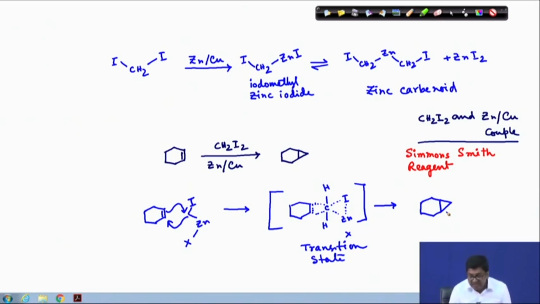Now, this zinc carbenoid here is actually behaving like a singlet carbene. That is why this can react in a concerted manner. Okay. So, next we will check some examples of these Simmons-Smith reactions. We have seen how a normal olefin can give the corresponding cyclopropane.